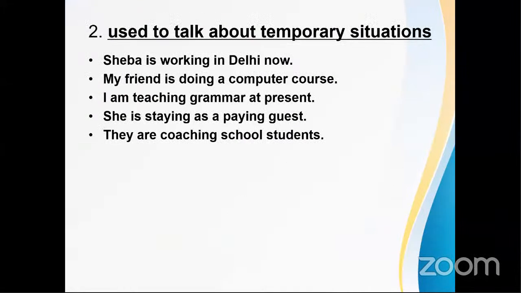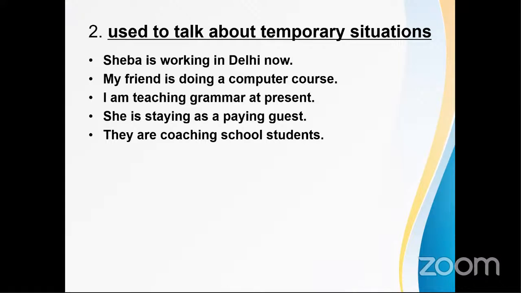Yeah, thank you, sir. Okay, now we are talking about the second use. As we have seen, the first use of the present continuous tense is for actions which are actually occurring now. If it is raining outside right now, I will say it is raining. Now, the second use of the present continuous tense is when we talk about temporary situations.